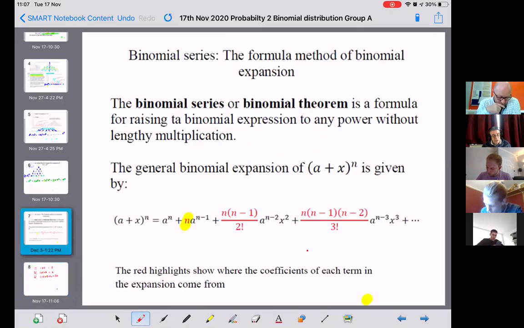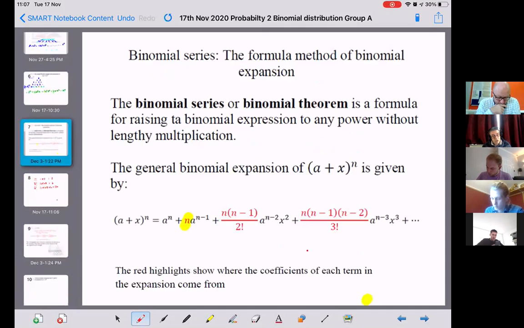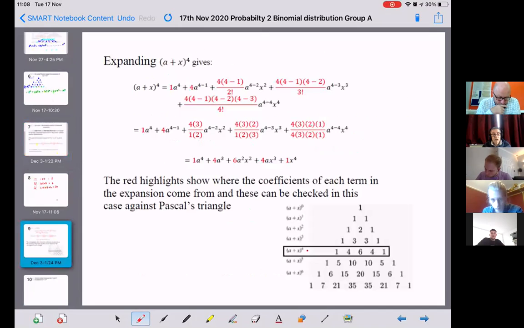So let's see how we can use that binomial series to build the same a plus x to the 4 expression, and we can check that with Pascal's triangle. Looking at what we've got here, the coefficient of the first term is 1. The coefficient of the second term is n. And in the third term, we've put n brackets n minus 1 over 2 factorial.